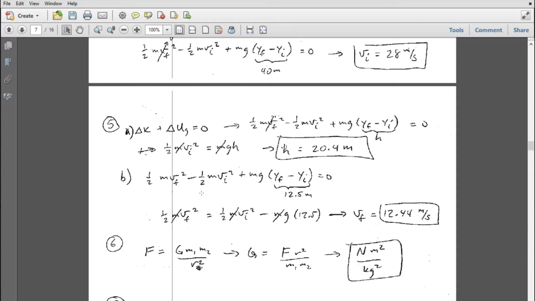Finally, in the second part of the problem, we said, well, let's forget about it going all the way to the top. When it's only risen up 12.5 meters, what's the speed of it at that point where it's on the way to the top?